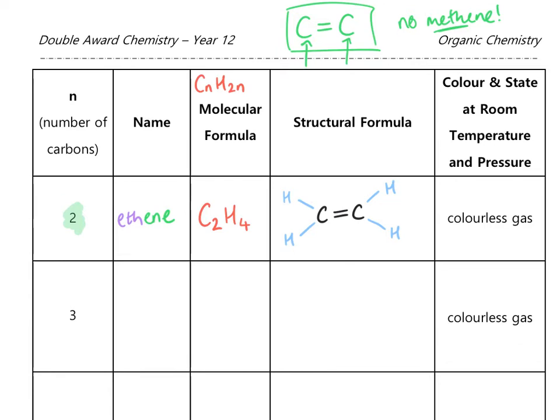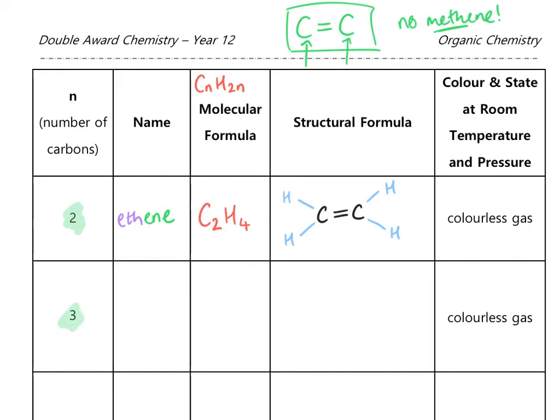You've got its name, its molecular formula, its structural formula, saying the most important thing there is your double bond between the carbon atoms. And ethene would be a colourless gas. As you can see, all of these will be. So let's move on to the next one now.